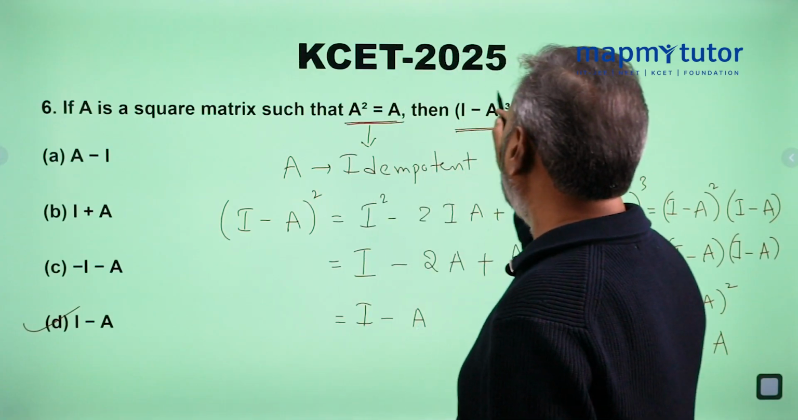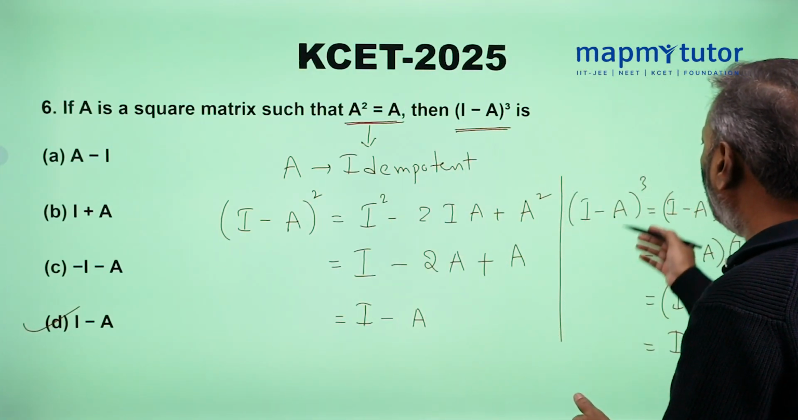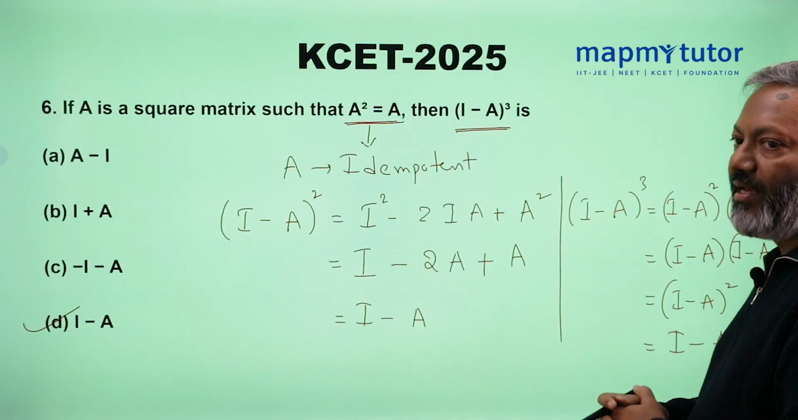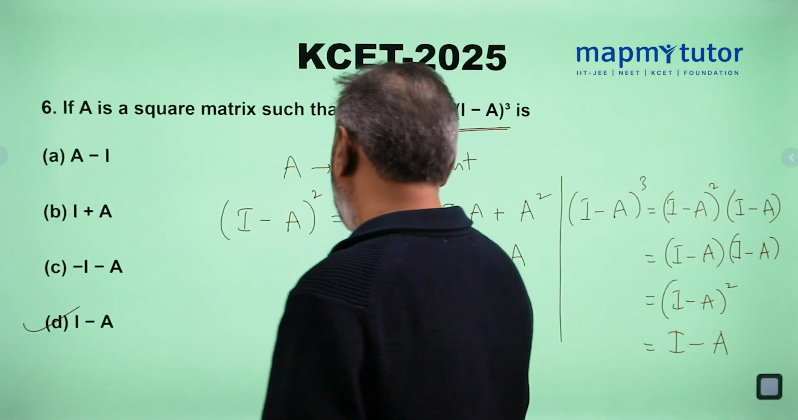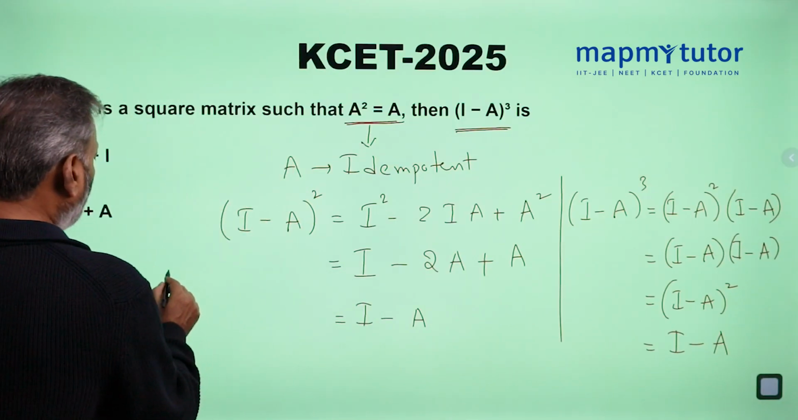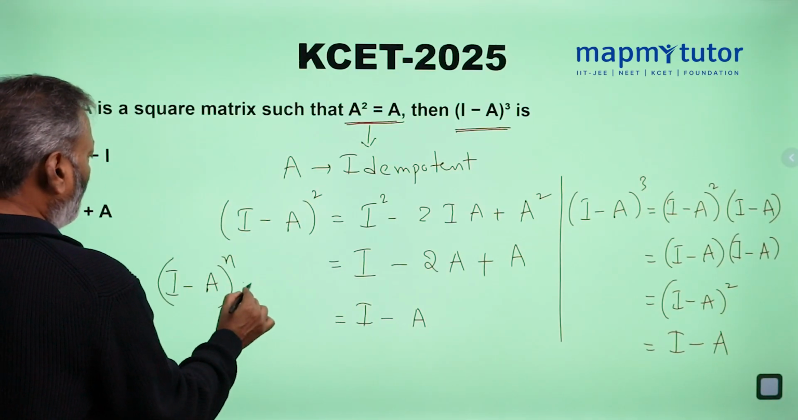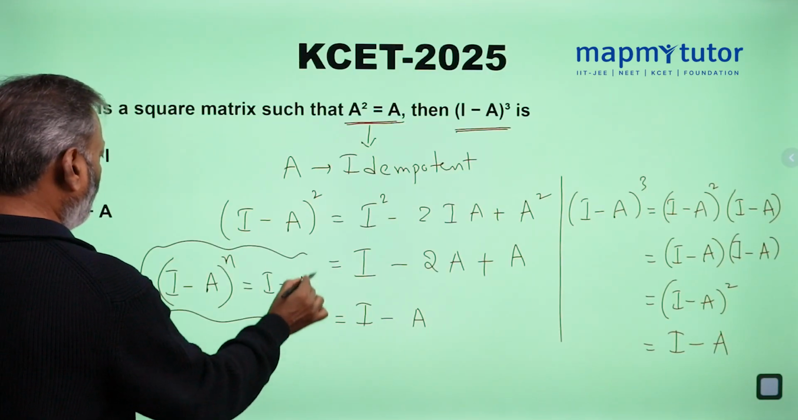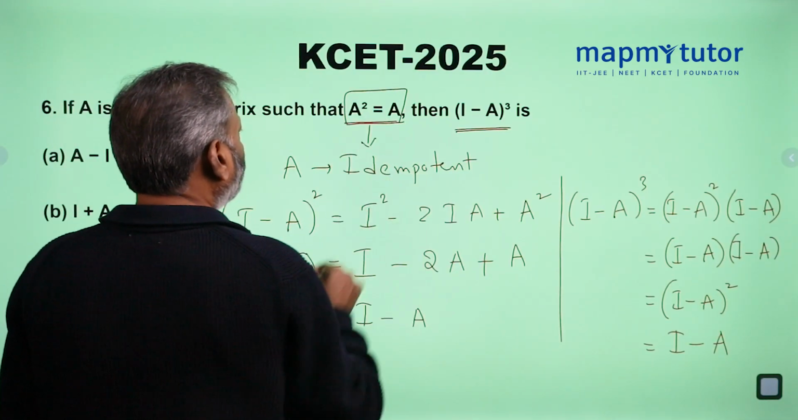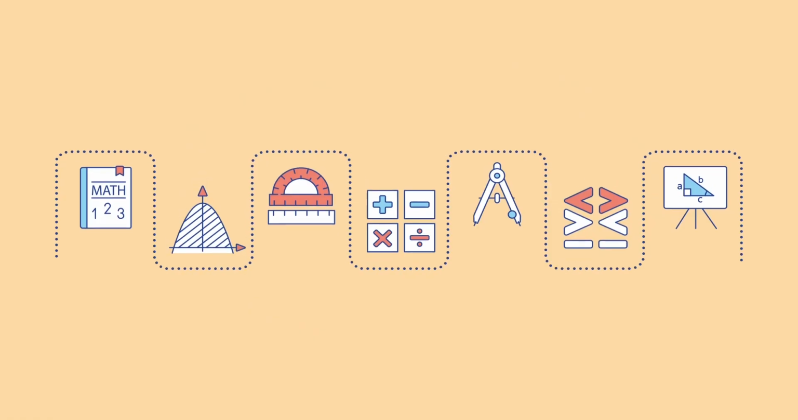Not only (I minus A) whole square, you already observed (I minus A) whole square is I minus A. Even (I minus A) whole cube is I minus A. Therefore, I can confidently tell (I minus A) whole power n is I minus A. So, in this question, I can generalize this result: (I minus A) whole power n is always equal to I minus A, provided A square is A. If A square is A, then only this is correct. Got my point?